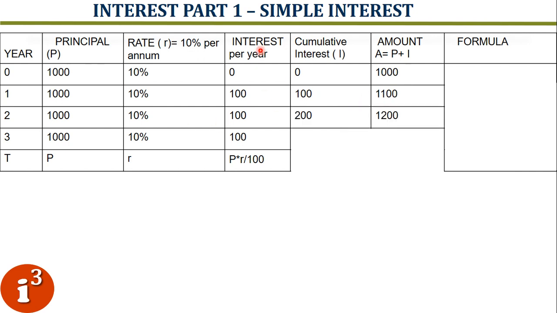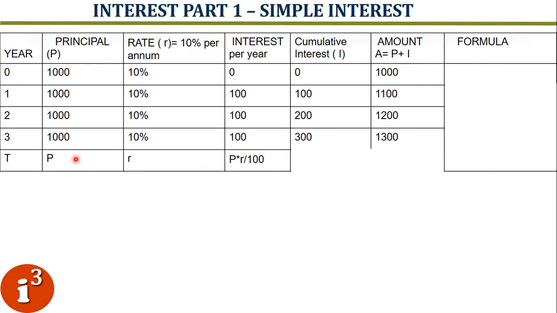After 2 years, again the bank gives you 100 rupees. So cumulative interest will be 100 plus 100, 200. Total amount after 2 years will be 1000 plus 200, 1200. After 3 years, again the bank gives you 100 rupees. The cumulative interest will be 300, and adding this 300 you get the amount of 1300 rupees. So the amount is changing every year, cumulative interest is changing, but the interest earned each year is constant. So what will be the formula then?